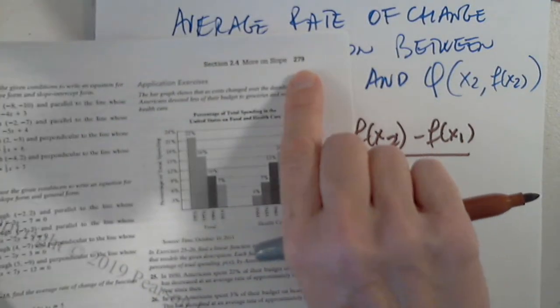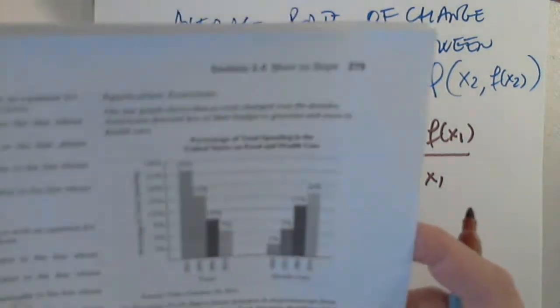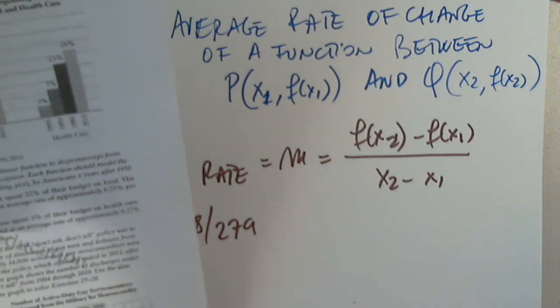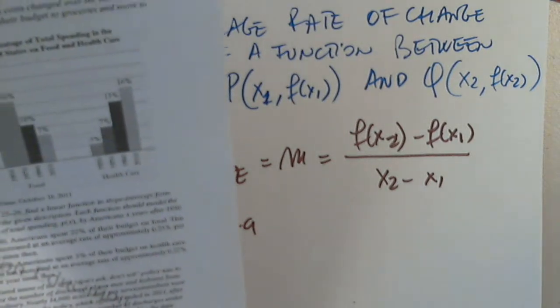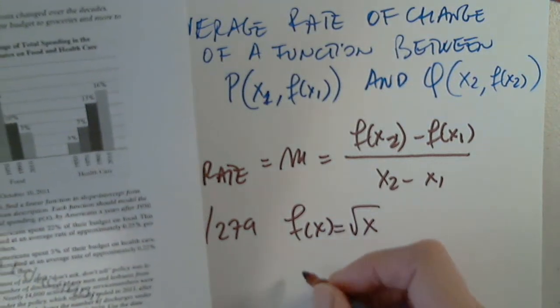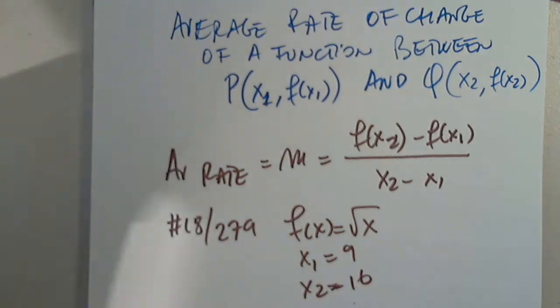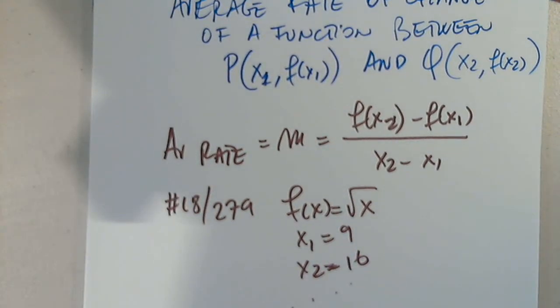So let's say 18, and I'm on page 279. Careful what I copy, because as I said, sometimes it's blurry on my paper. So f of x equals the square root of x, and x1 is 9 and x2 is 16. Okay, so we're asked to find the average rate of change.